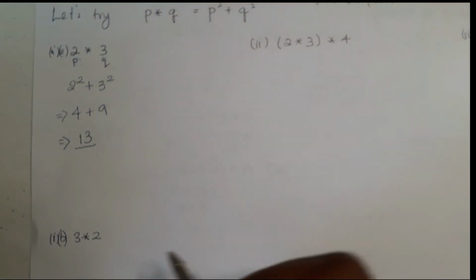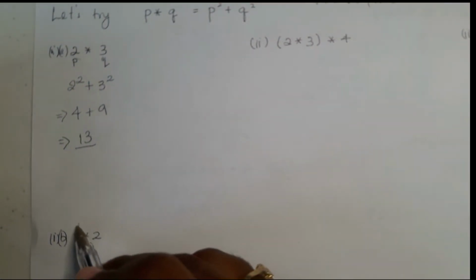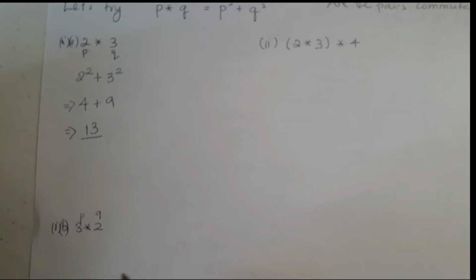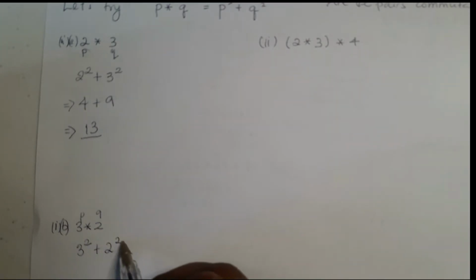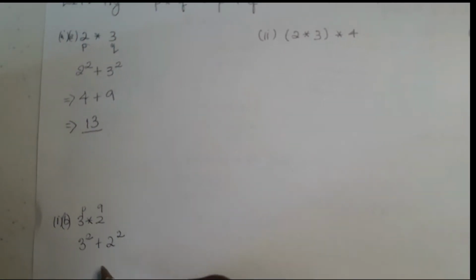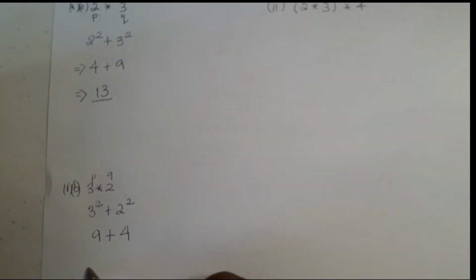And here we have this one. Remember, we put our things here, P and Q. Because we have P and Q, we're going to say 3 squared plus 2 squared. And in this case, what are we going to get? We're going to get 9 plus 4. Correct? And we got the same answer.